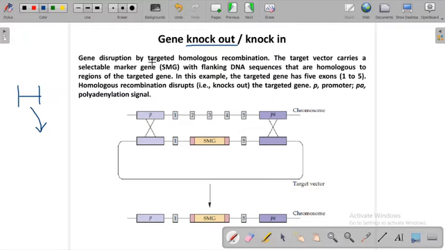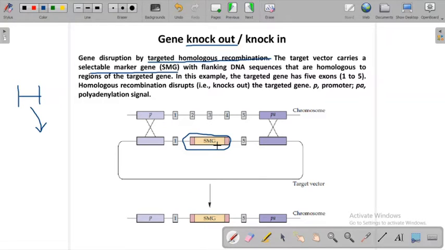Gene disruption by targeted homologous recombination is basically called knockout. The target vector carries the selectable marker gene. Now what is meant by selectable marker genes? These carry our transgene, or the corrected gene, along with an antibiotic resistance gene, or as we saw in positive-negative selection, the thymidine kinase, which is helpful in selecting the transfected cells. So this selectable marker gene is in that vector.